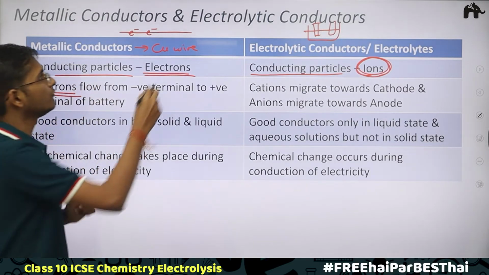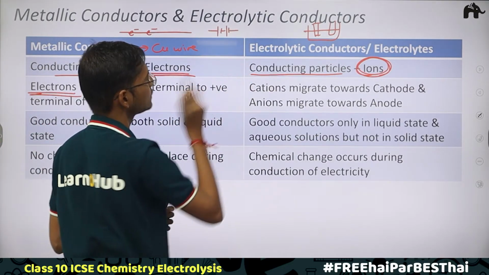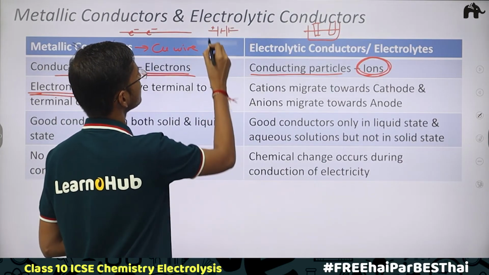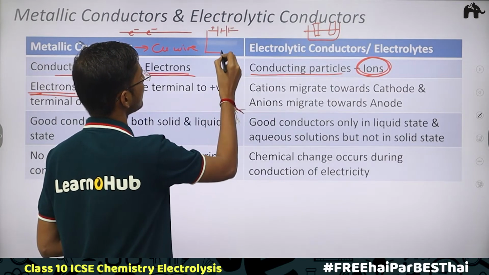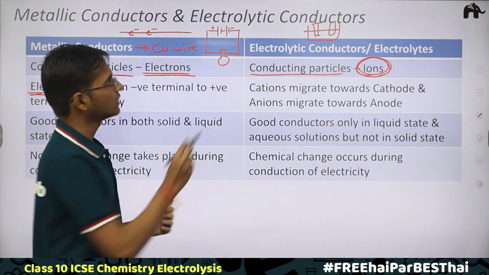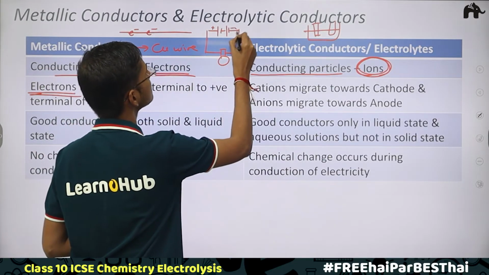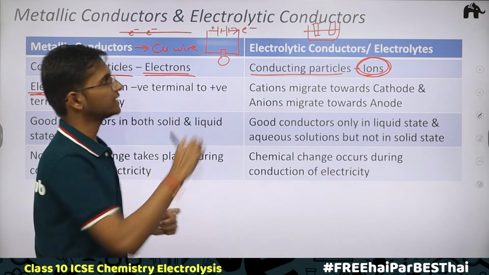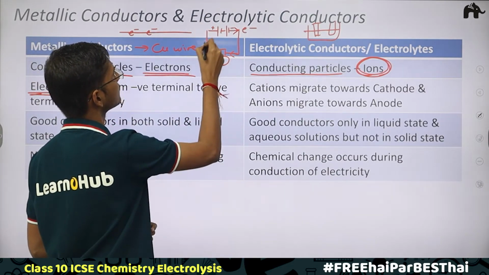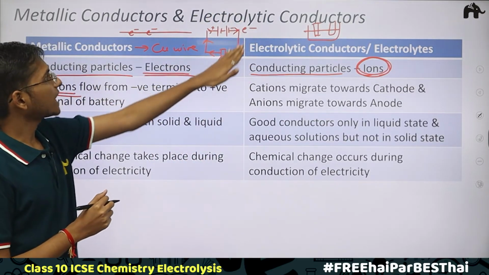Then electrolytic conductors, how is electron flow there? We have studied. When we attach a battery, if you know this thing, it's well and good. So this is the positive terminal, this is the negative terminal, and we have this wire and we have attached this bulb. So what would happen? The electrons would start flowing from the negative terminal and then move to the positive terminal. This is the flow of electrons in the metallic conductors.